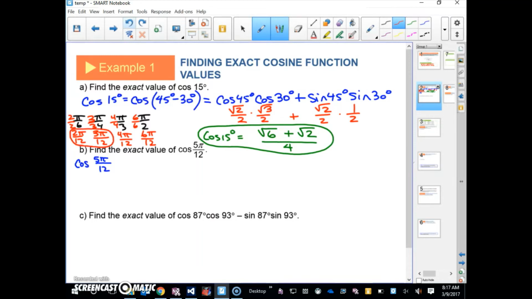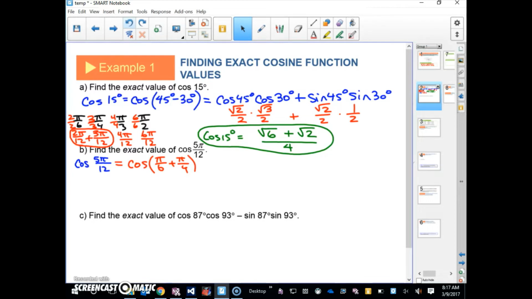If I added 2 pi over 12 plus 3 pi over 12, that would equal 5 pi over 12. And so what I'm going to do is use a cosine sum. I'm not going to say 2 pi over 12 and 3 pi over 12. I'm going to use the reduced versions, pi over 6 plus pi over 4.